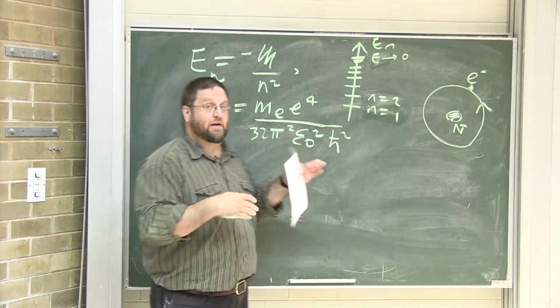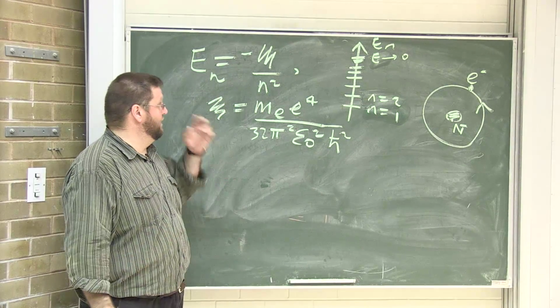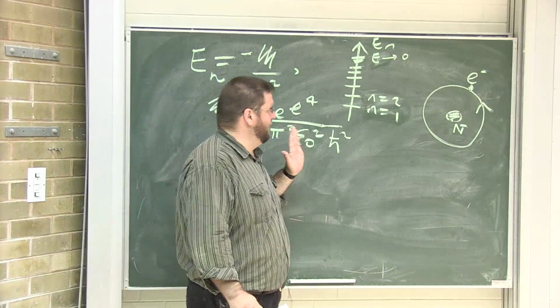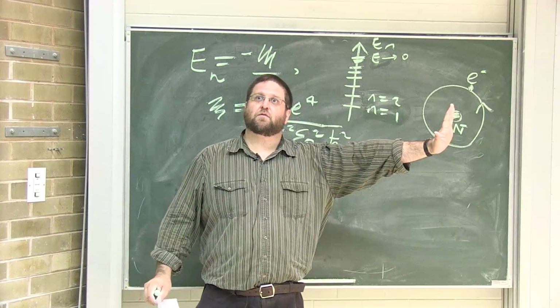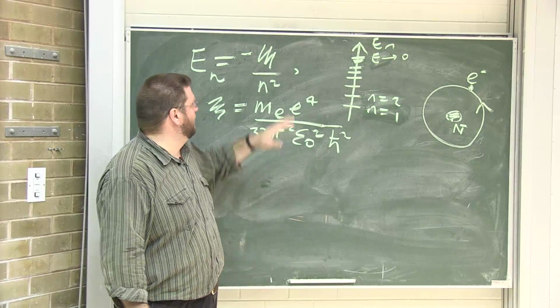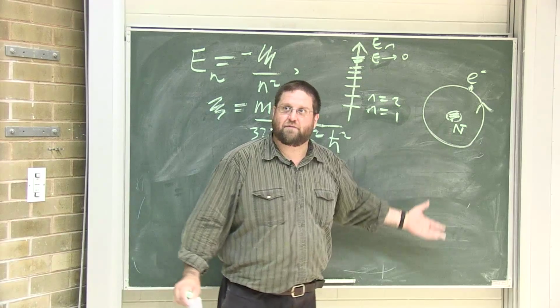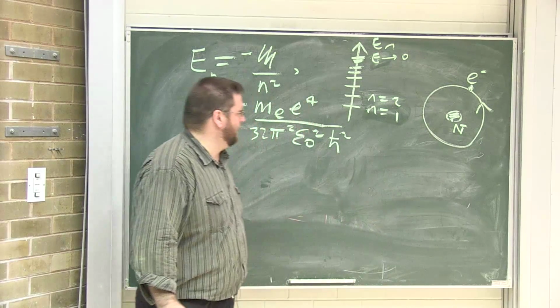In other words, the electron can't escape to infinity. If that electron had a positive energy, then it could escape to infinity, right? The energy of the electron, if it's positive, the electron could escape to infinity. The fact that the energy of the electron is negative means that it's bound. We have an atom, we have an electron stuck to the nucleus.